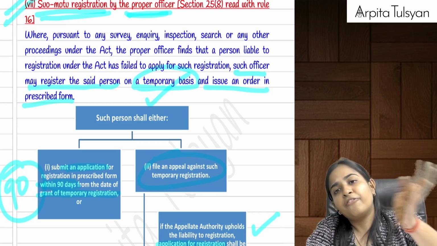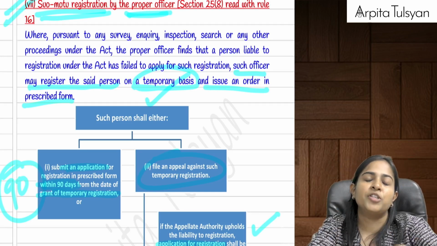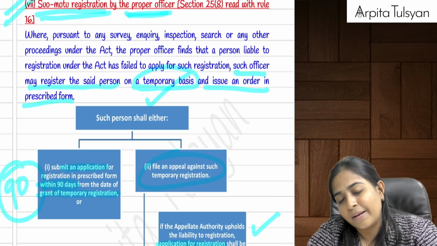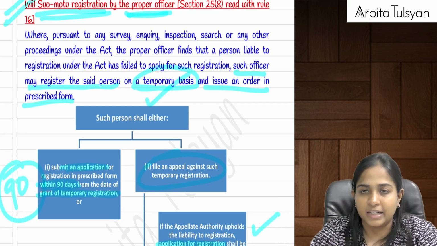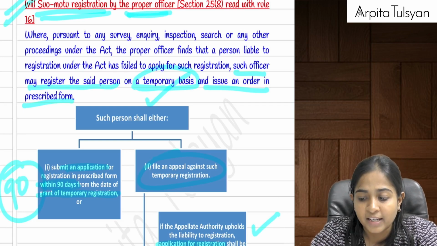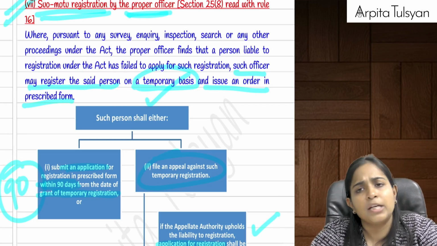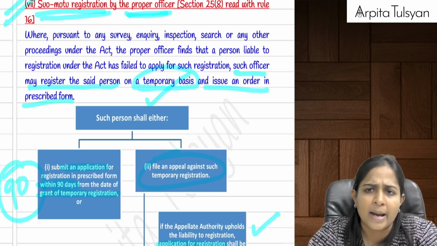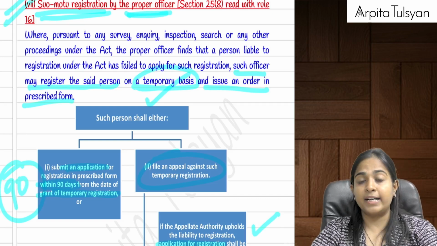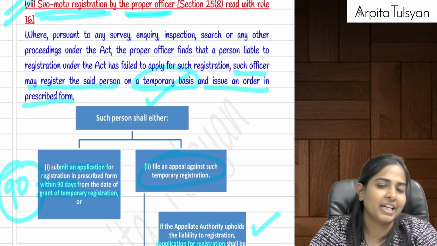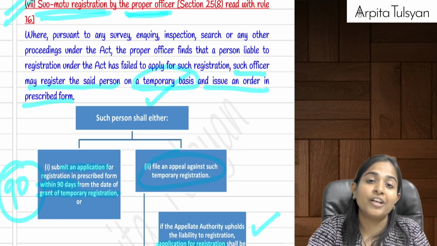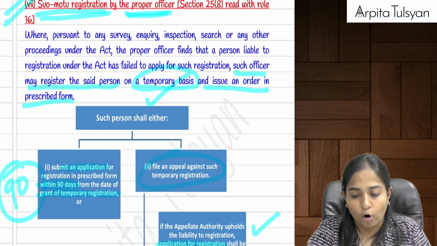Or if I object to the proper officer, then I can file an appeal with the appellate authority, and whatever decision comes, the decision of the appellate authority will be full and final. If the appellate authority says that you are not liable for registration, then I am not liable. But if the appellate authority says that no, Arpita, you are liable for registration, then I will have to apply for registration within a time period of 30 days from the date of issue of the appellate authority's order.